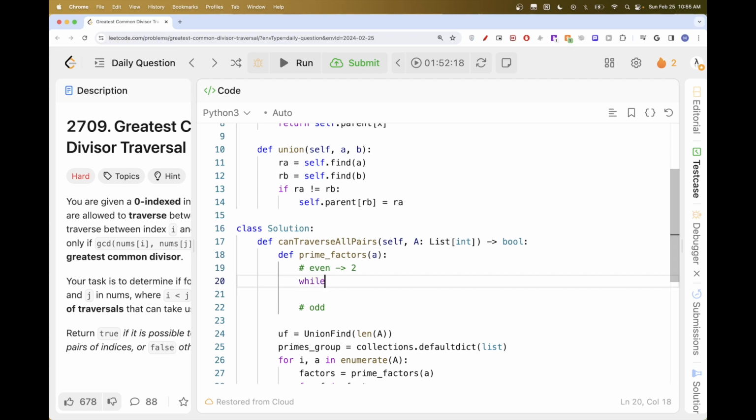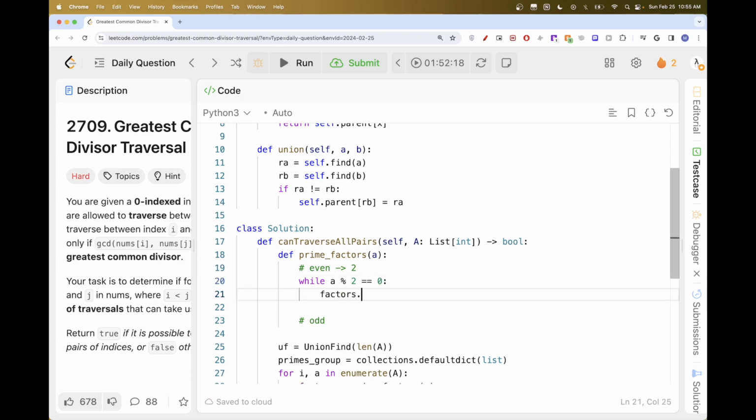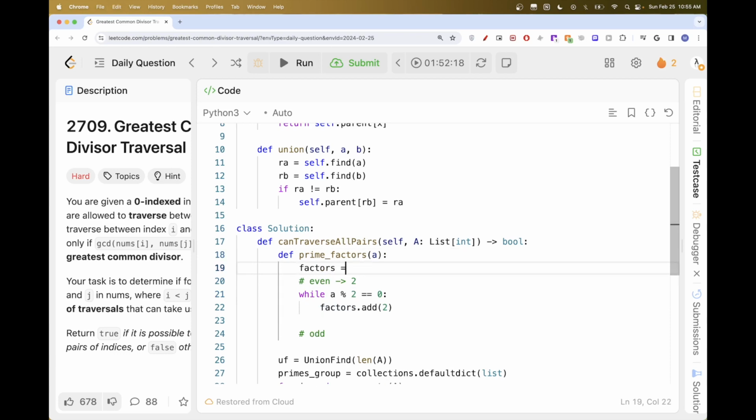And so we want to just check if 2 is a factor of this number a. So how do we do that? Well, we just check if it's divisible by 2. If a is divisible by 2, then we add 2 to factors.